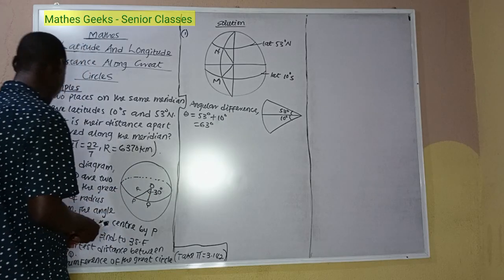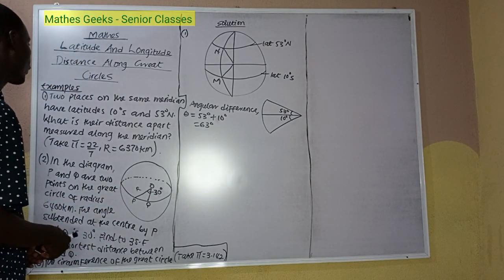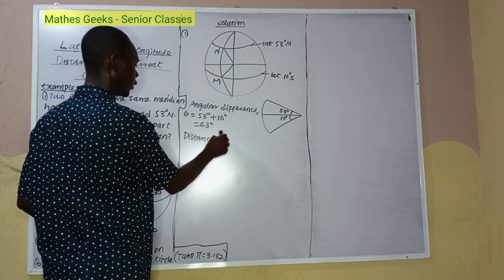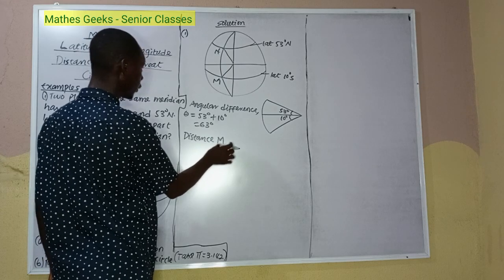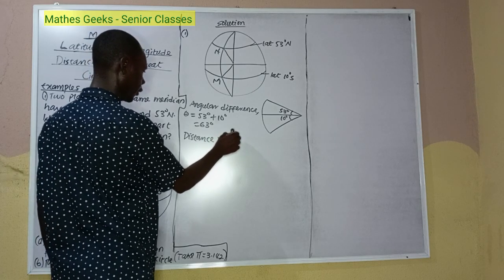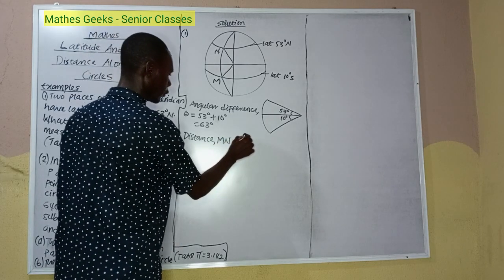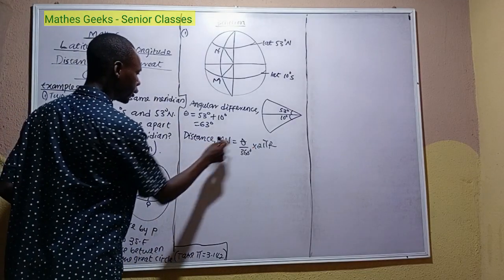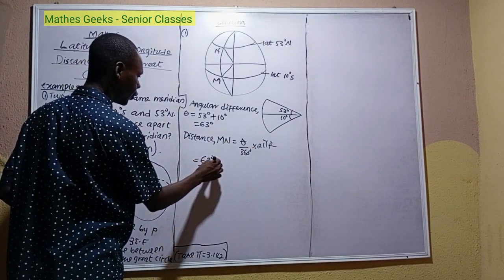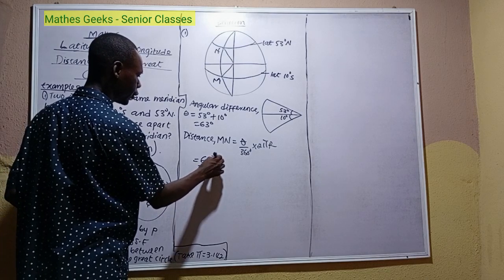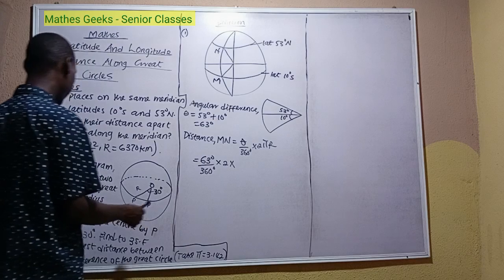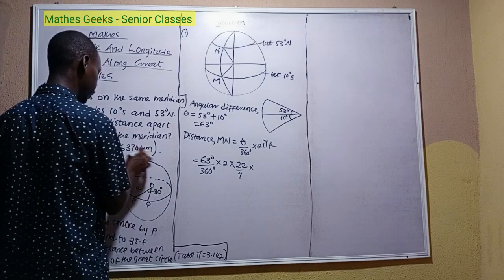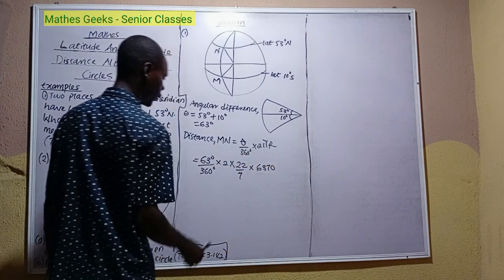So the distance apart, find the distance. Okay, we're supposed to look for the distance apart. Distance MN is equal to theta over 360 degrees times 2 pi r. So theta is 63 degrees over 360 degrees times 2 times pi 22/7 times radius of the earth 6,370 kilometers.